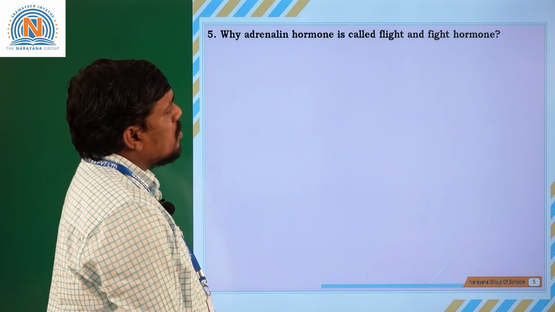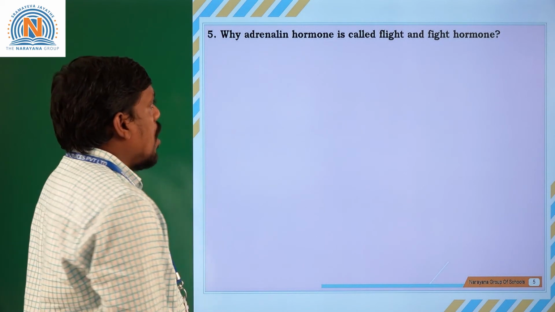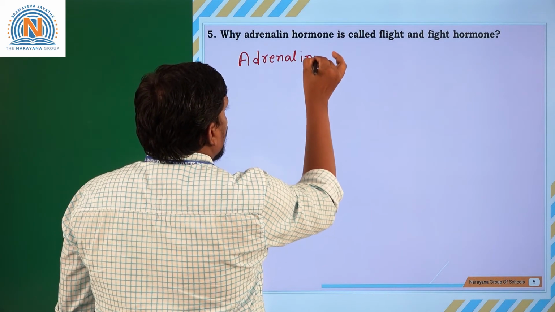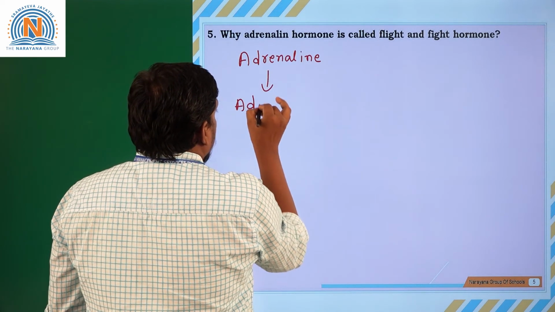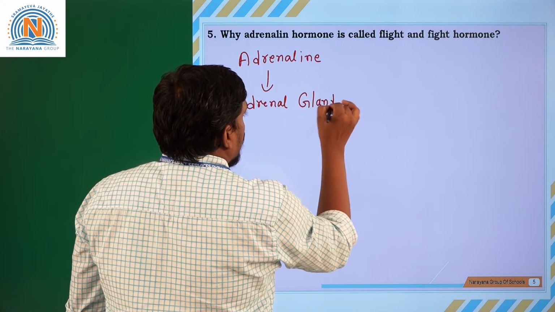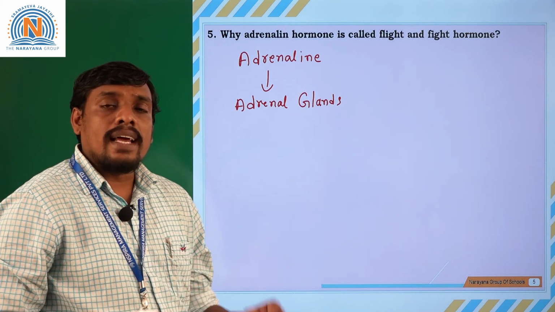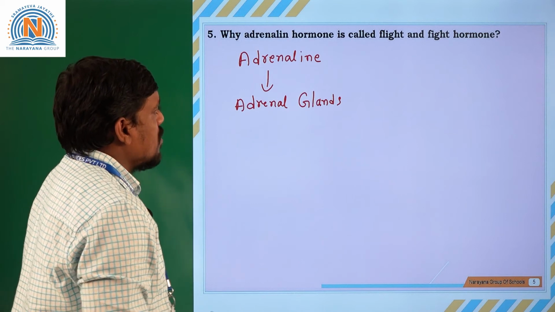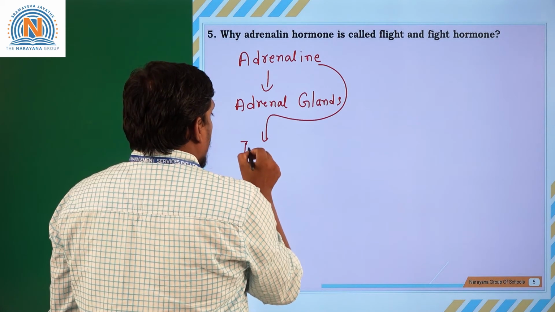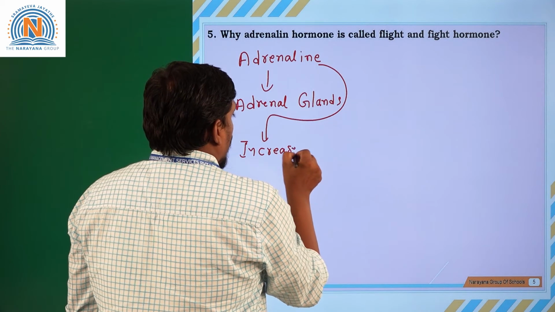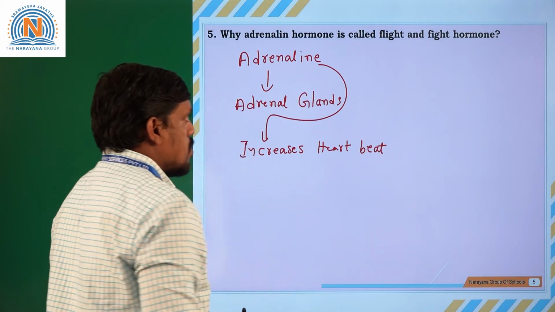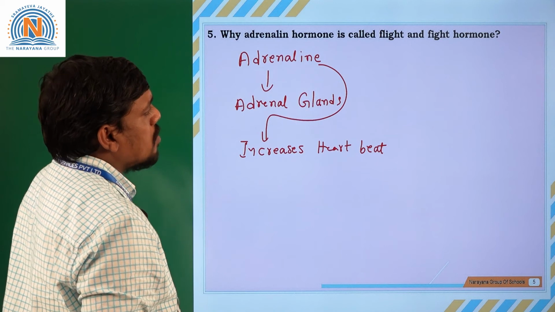Why is the adrenaline hormone called the flight and fight hormone? Why is it called so? Adrenaline is produced from the adrenal gland. Adrenal glands are located on the surface of the kidneys. So these adrenal glands are called caps of the kidneys. They look like caps on the surface of each kidney. These adrenal glands produce the hormone adrenaline, which increases heartbeat and blood pressure. When heartbeat increases, blood pressure also increases. Hence it is called a flight and fight type of hormone.